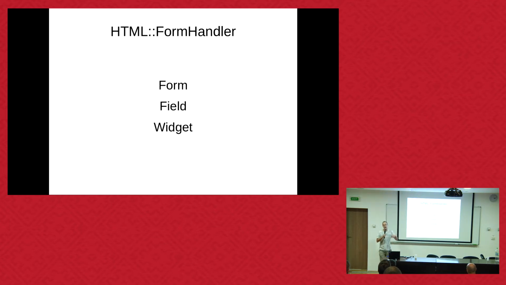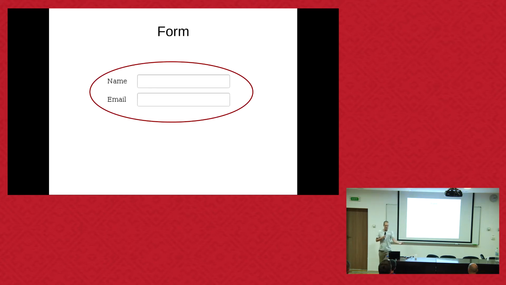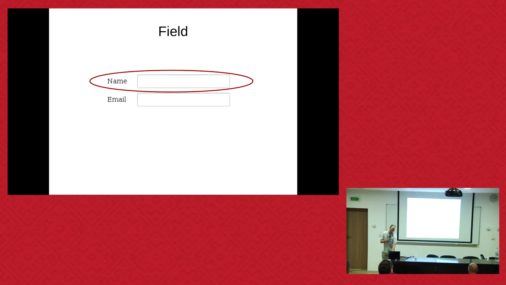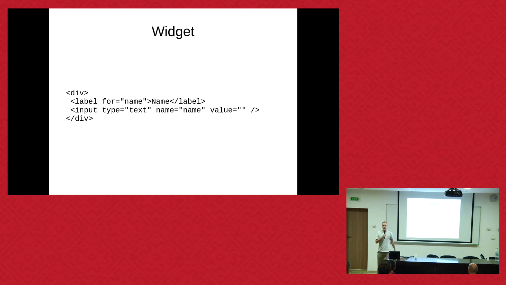And it's more complicated than this, but at its simplest, there are three parts to HTML FormHandler, three objects. Basically, there's the form object itself. The form contains fields. And then to make sure that we render the form, we use widgets. So it's more complicated than that, but I think that's a good starting point for it. So here's an example of a form. Here's the field. And then the widget generates HTML that looks a bit like this.